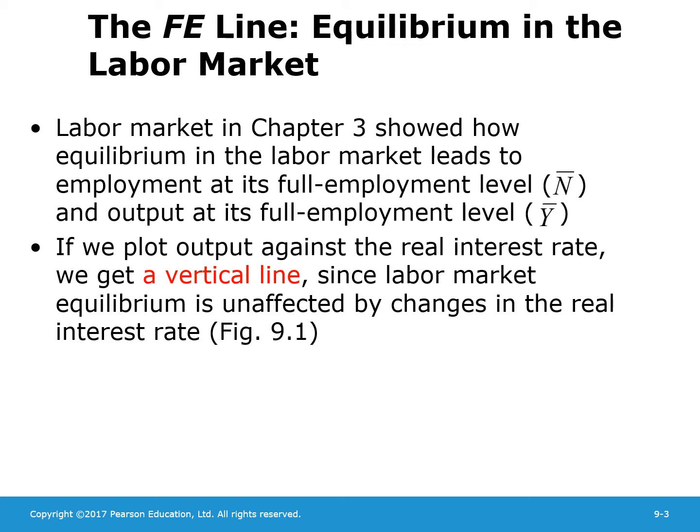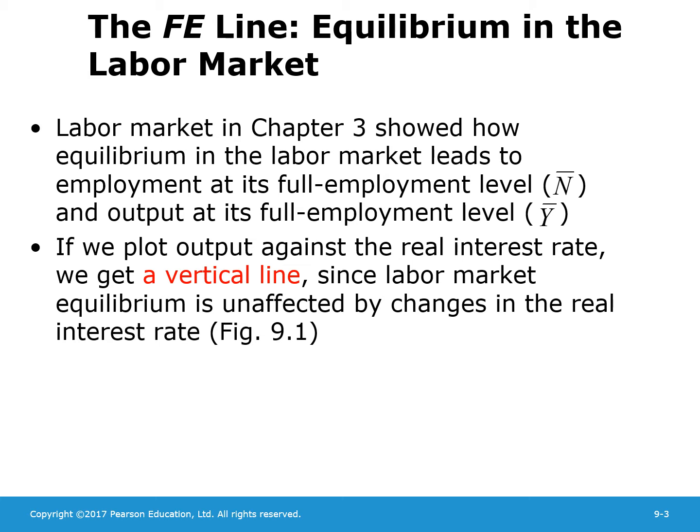Labor market, as we saw in chapter 3, equilibrium in the labor market leads to employment at the full employment level N bar. When the labor market is in equilibrium, the labor supply equals labor demand. When we plot labor supply as a positively sloped line against real wage, and we plot labor demand, the demand for labor by firms, as downward sloping against real wage, the equilibrium point is N bar. What's N bar? This is the full employment level of employment that is achieved when the labor market is in equilibrium.